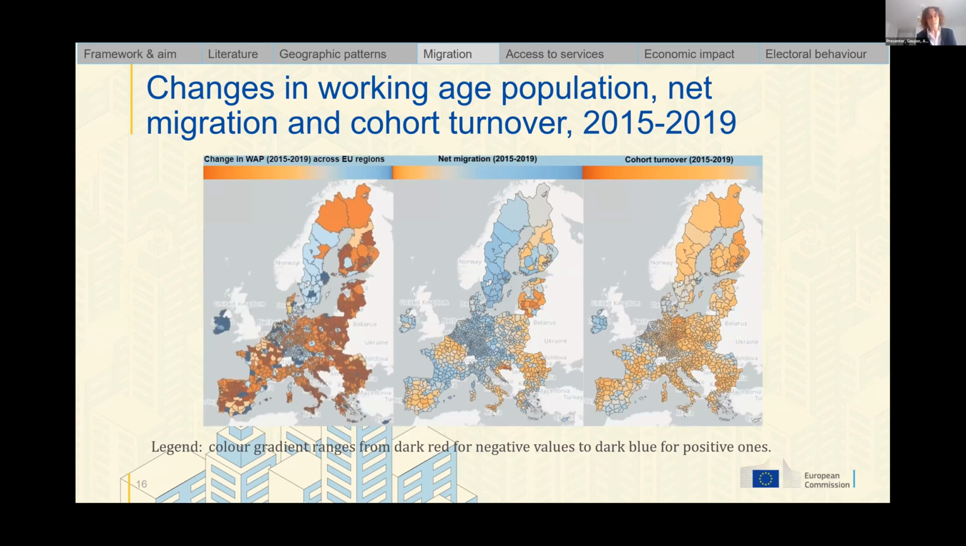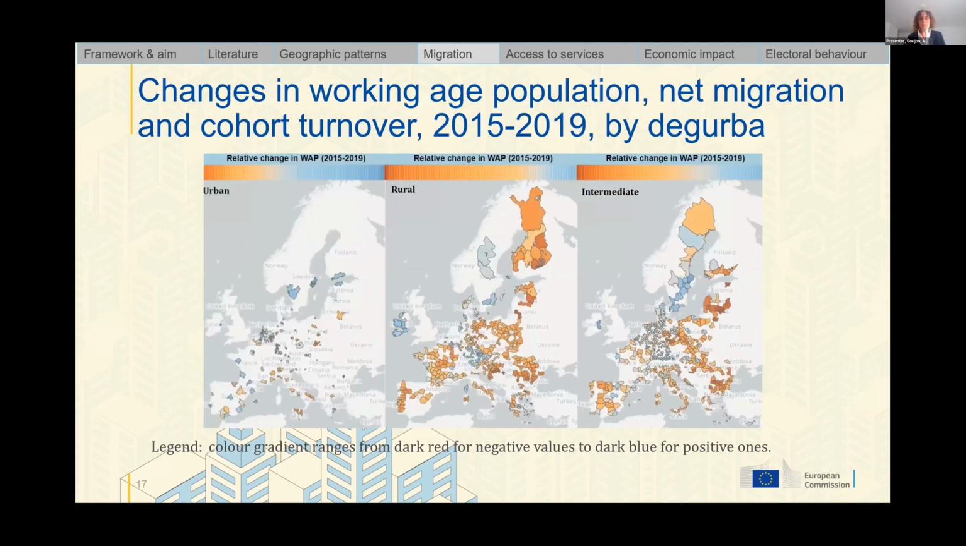These last territories are logically showing a pattern of decline of their working age population. We refined further by looking at differentials by place of residence, distinguishing between urban, rural, and intermediate areas.